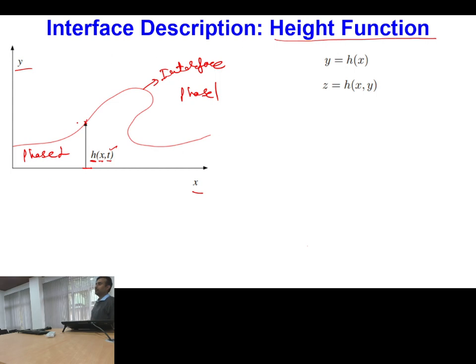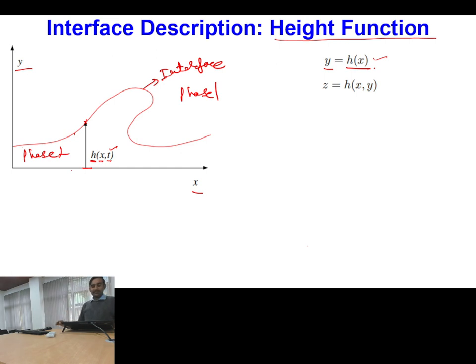for this particular location. Okay, so likewise if I define the height for each and every location, then I can write that my y coordinate is nothing but equal to h of x, because the value of h is different at each and every location. So this type of description of the interface, at different values of x, what is the value of h of x, will be giving you the location of the interface. Okay, so this is called the height function based description of the interface.